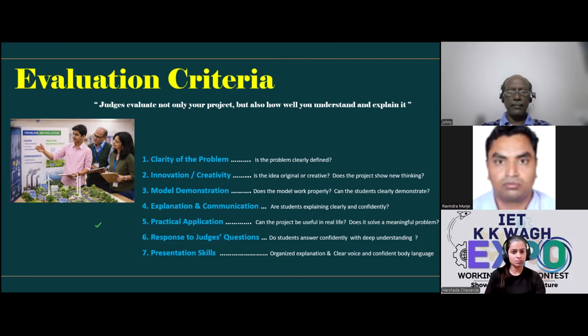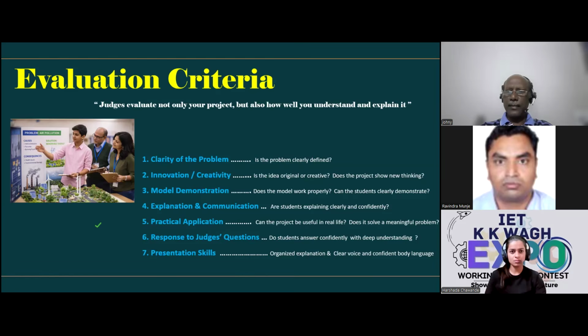Third, your model demonstration. Now assume you explained the problem correctly and it has beautiful new thinking in it. Now the model doesn't work. You have put in all your efforts, but just at that particular instant, the model doesn't work the way it was intended to. So if, during the presentation time, the model doesn't work the way it was intended, then you are going to lose marks in that.